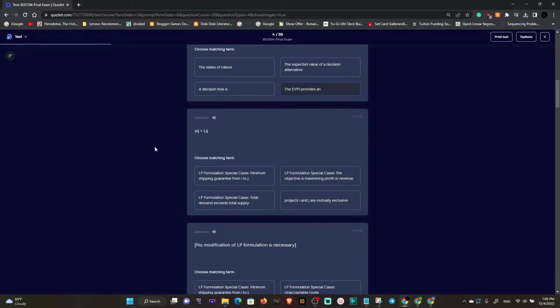What do you think this is? This is a formula. What about D? Would it be D? Projects I and J are mutually exclusive. Why do you think D? Because you can't say process of elimination here. No, it's just a guess.